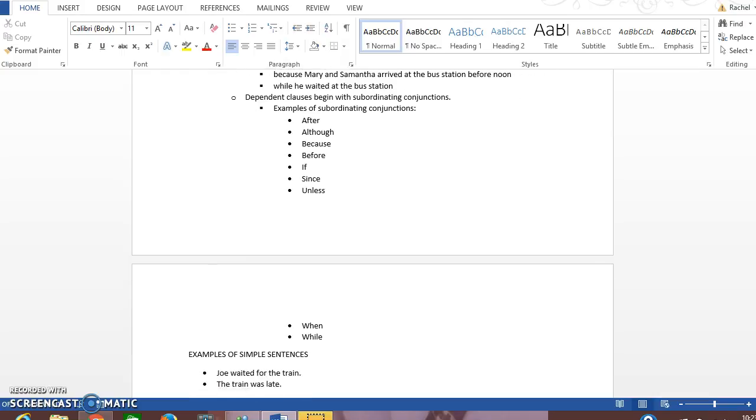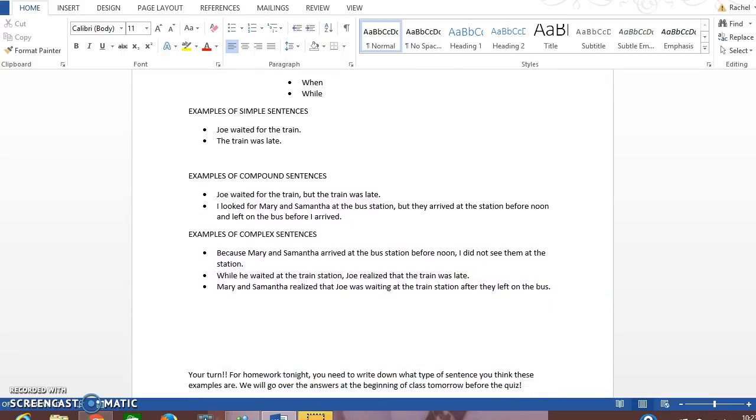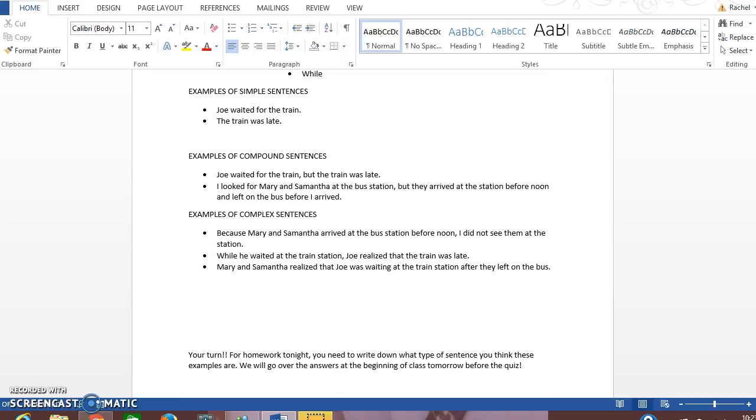So now let's just go over some of the examples of the three types of sentences. So simple sentences are pretty easy, hence the name simple sentence. Joe waited for the train. The subject of that sentence is Joe, right here. And then the verb of that sentence is waited. That makes that sentence a simple sentence.